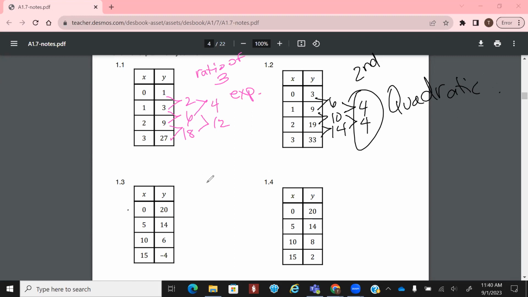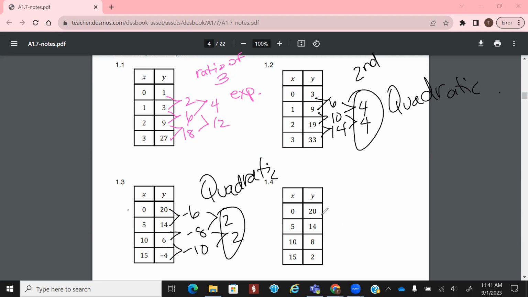I don't know what you changed. Right. On the next one, we got -6. Then we got -8. Then we got -10. The difference between these is 2. So that's going to be a quadratic.